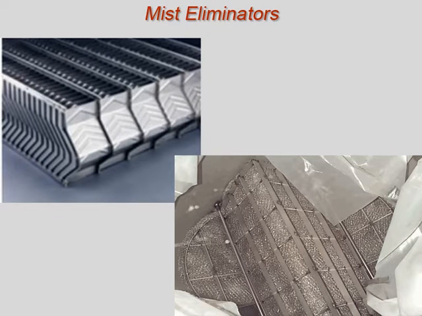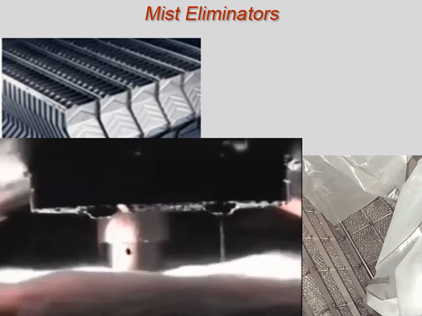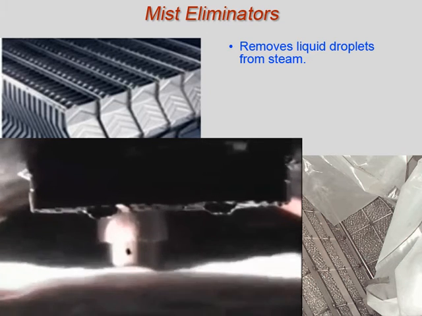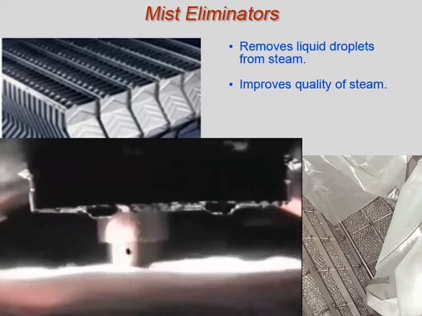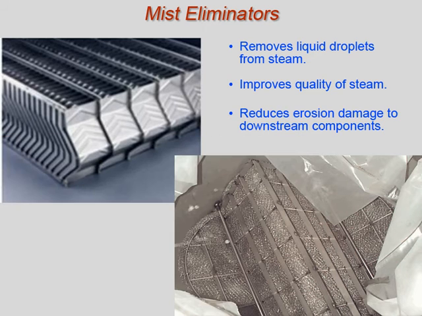In the steam generator, steam may carry liquid droplets along with it. Before leaving, the steam is forced to flow through mist eliminators that remove any entrained water droplets from the steam prior to exiting. Removing moisture reduces the erosion and damage to downstream components. This is typically done by one of two ways.